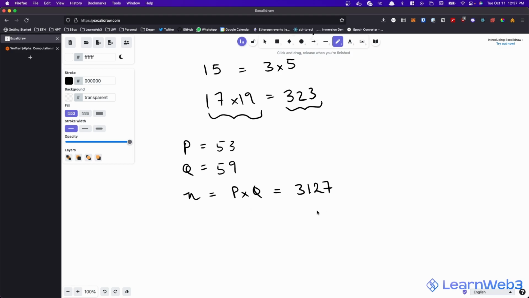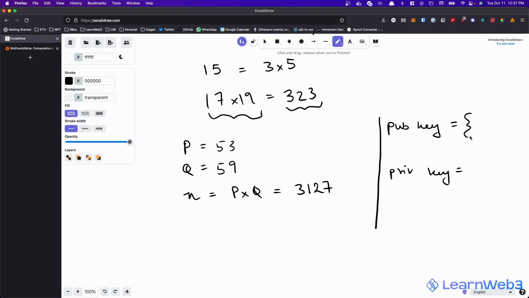So all this time when we talk about the public key and the private key, and I said we're going to just think of them in terms of numbers, they actually consist of two numbers each.